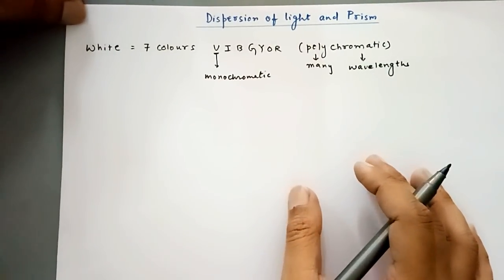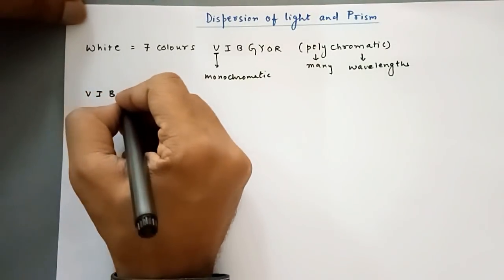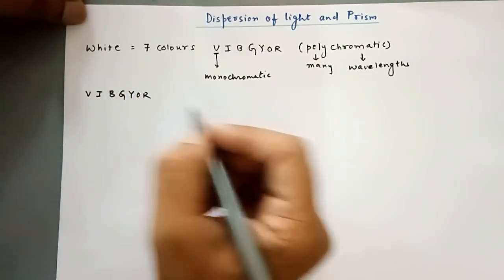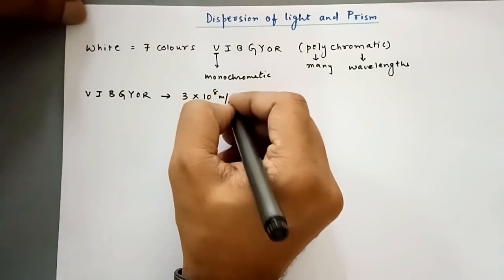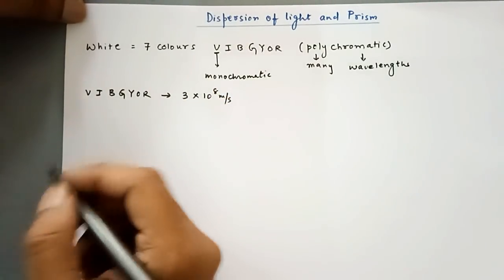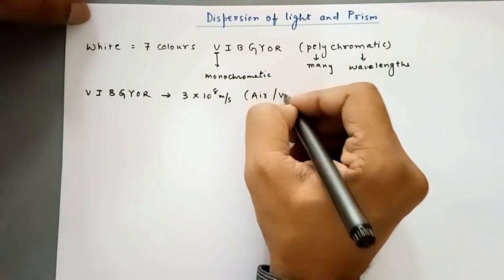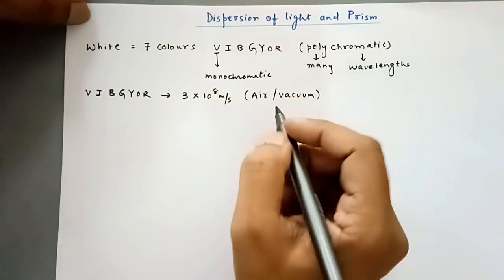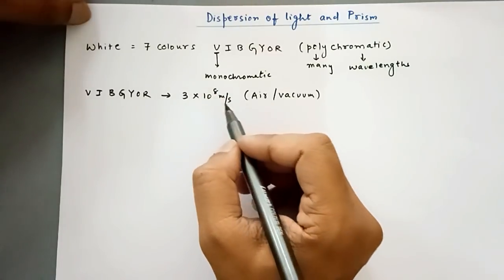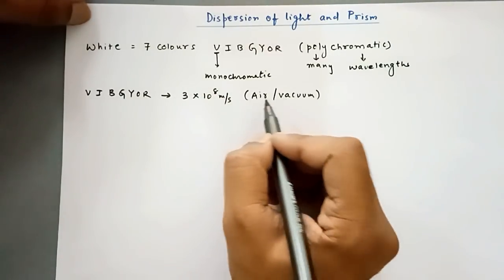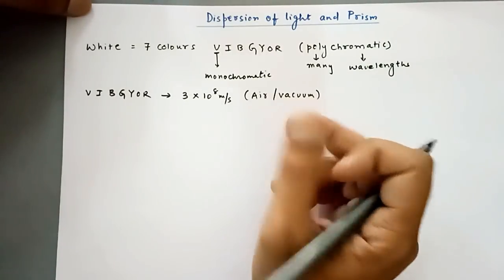Now all these 7 colors, VIBGYOR, travel with the same speed in air. This is only in air or vacuum. We can consider the speed of light in air and vacuum almost the same, but the fact is that the speed of light in air is slightly less than that of vacuum, but we will not consider that negligible amount of decrease in our discussion over here.